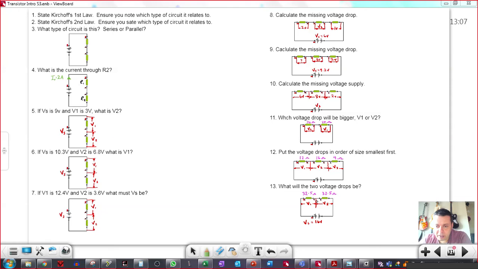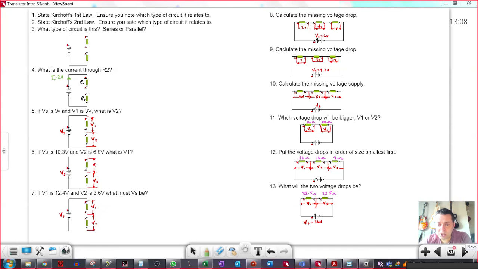In this one, you'll get a wee bit of calculation to do, but it should be relatively easy. V1 and V2, what will they be? What will they actually equal? When you know what the supply is, but you don't know what either of those are, but you do know the resistance values, look at the resistance values. And again, I've given you the hint.